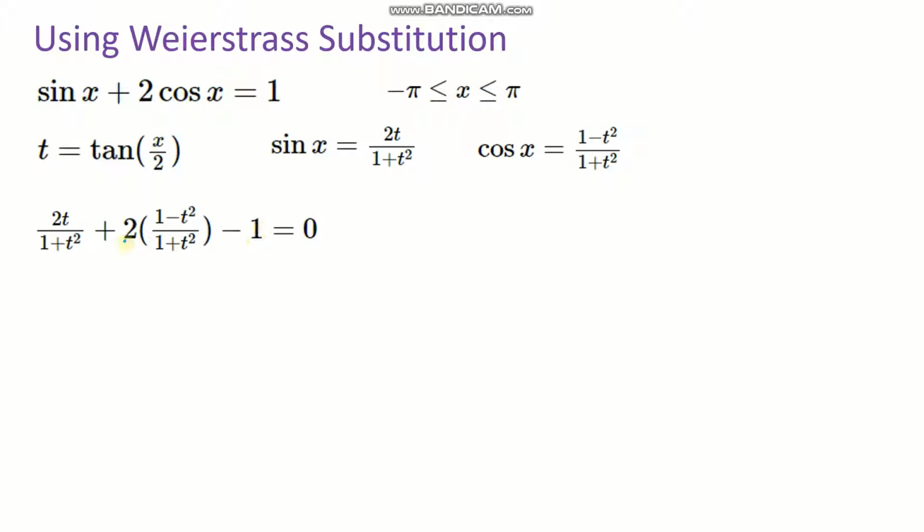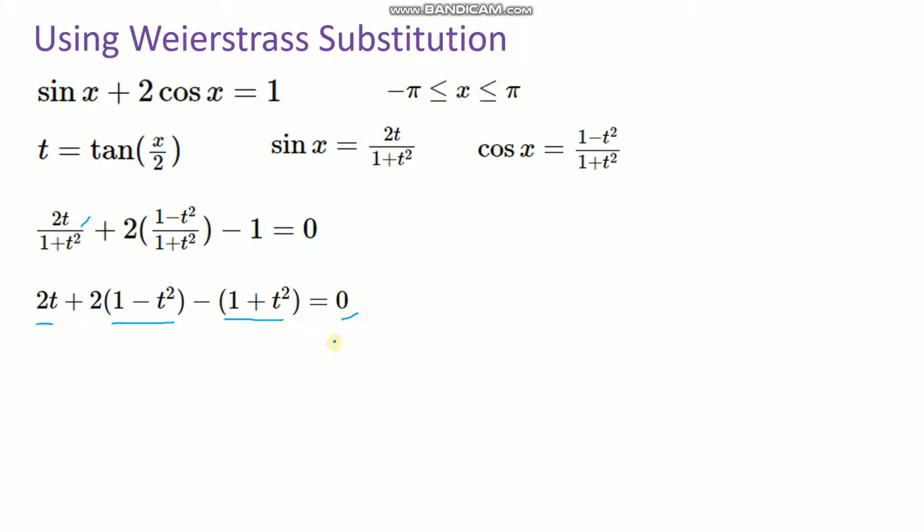Substituting our values for sin x and cosine x, we have 2t over 1 plus t squared plus 2 times cosine x, which is 1 minus t squared over 1 plus t squared, and we transfer 1 from the right-hand side to the left, becoming minus 1, all equal to 0. Now multiplying both sides by 1 plus t squared, we have 2t plus 2 times 1 minus t squared minus 1 plus t squared, all equals 0.